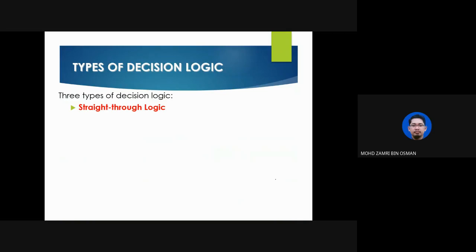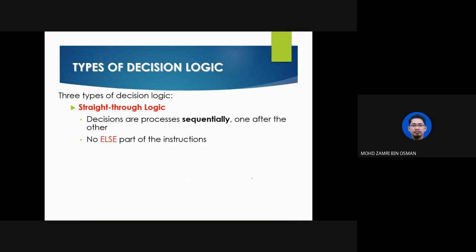Okay, right? So there are 3 types of decision logic structure. We have straight through logic, which we call sequential. One after another, and there is no else part of the instruction. So that means we only have if true, then we execute the statement, without any else statement right after this one. So this one is very straight; we call it straight through logic.